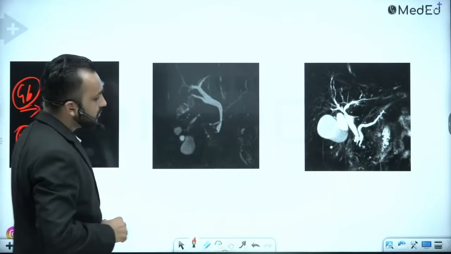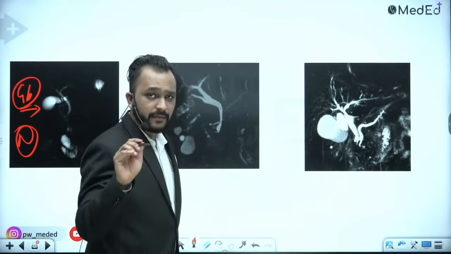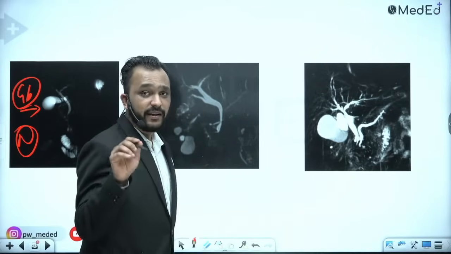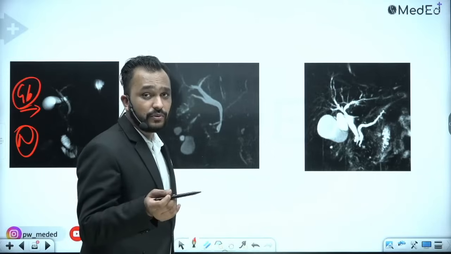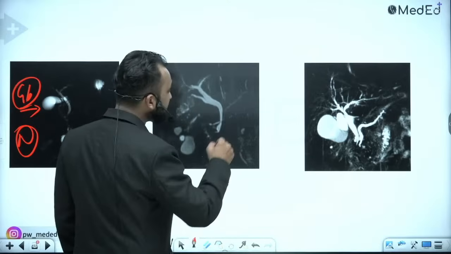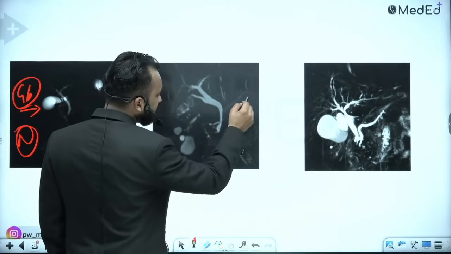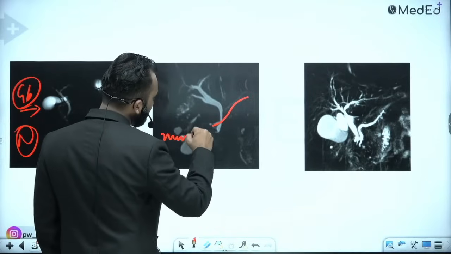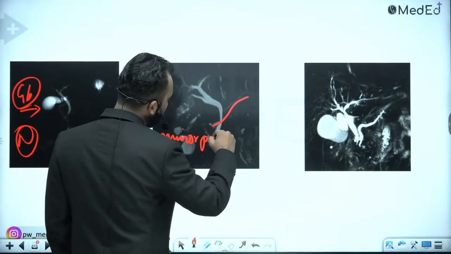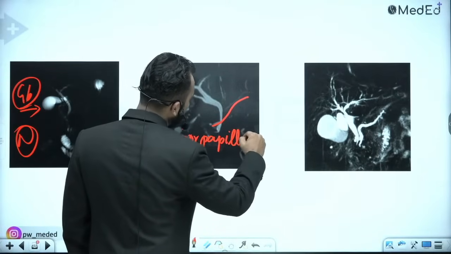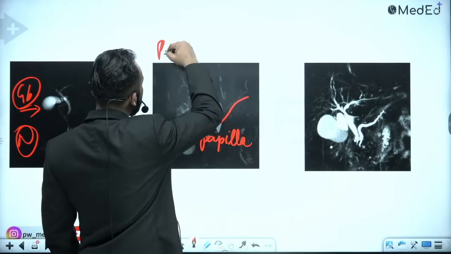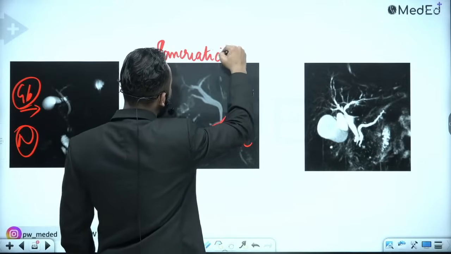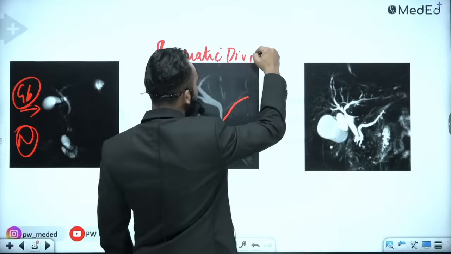gallbladder. So the most common congenital anomaly of the pancreas is pancreas divisum, when the dorsal pancreatic duct fails to join the ventral pancreatic duct. This is the dorsal pancreatic duct, it is opening separately into the minor papilla. This is your case of pancreas divisum.